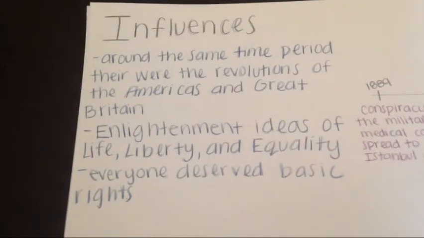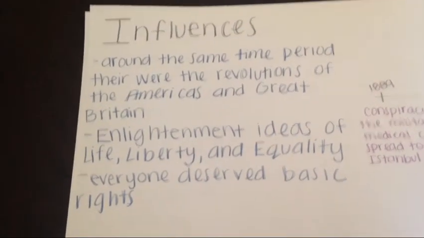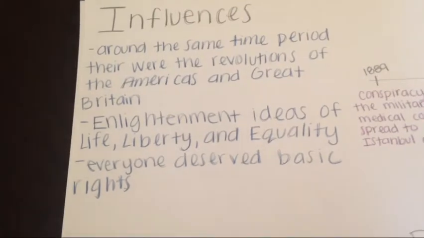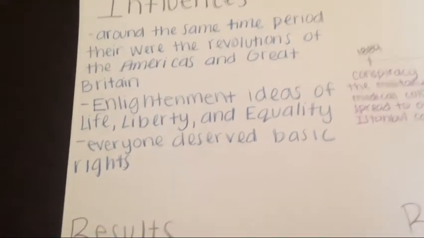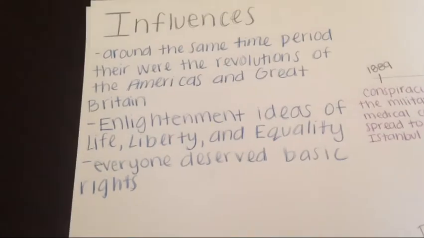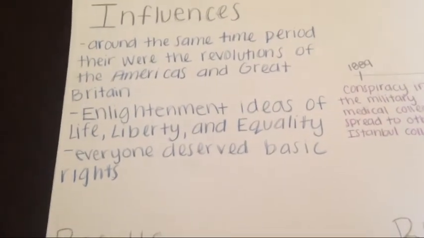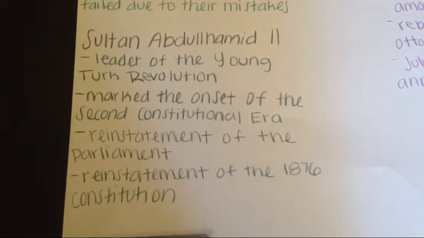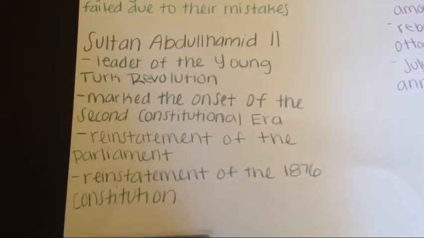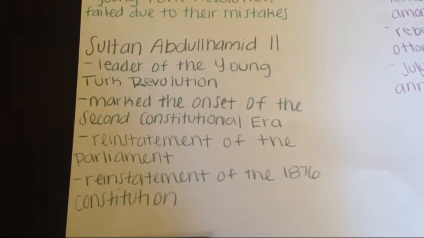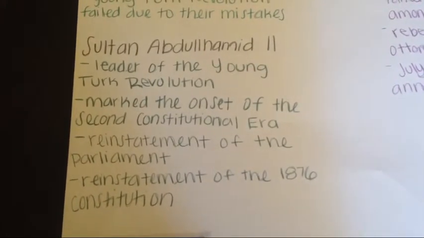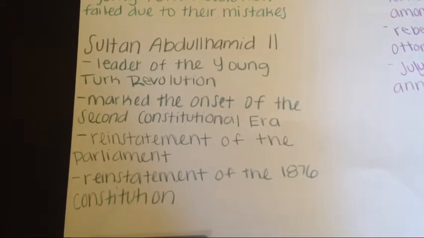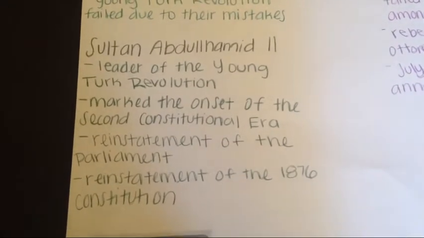What influenced the Young Turks was that around the same time period there were revolutions in the Americas and Great Britain. There were also the Enlightenment ideas of life, liberty, and equality, and the idea that everyone deserved basic rights. Sultan Abdulhamid II was the leader during the Young Turk Revolution. He marked the onset of the second constitutional era and the restatement of the parliament, and also did the restatement of the 1876 Constitution. And the picture below shows who Abdulhamid II was.